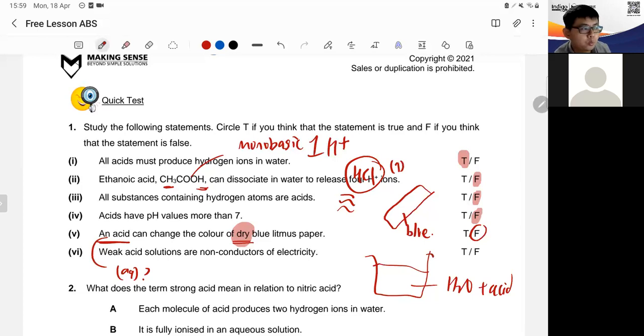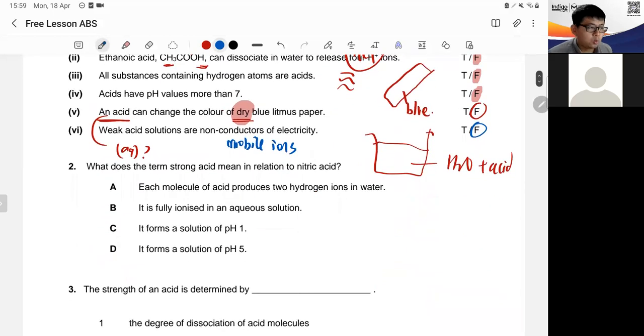Okay, next one. Weak acids are non-conductors. No, they are conductors. They're just not very good conductors, because remember what we said. What do we need for conductivity? In this case, we have mobile ions. The only difference is that the weak acid has fewer mobile ions. It still has mobile ions, which means it still can conduct. So this is false. They are not non-conductors, right?